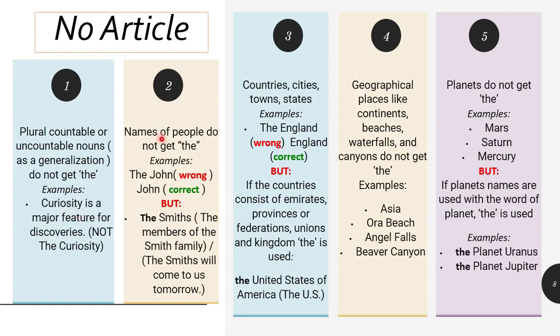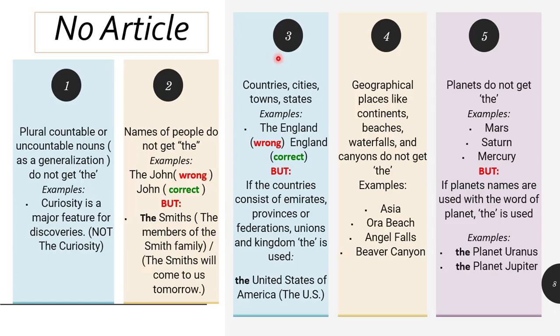The next one, names of people do not get the. You don't need to put the. But the Johns, the Smiths, it is different. The Smiths, the Brahmins, the Johns, the meaning is the members of the Smith family.